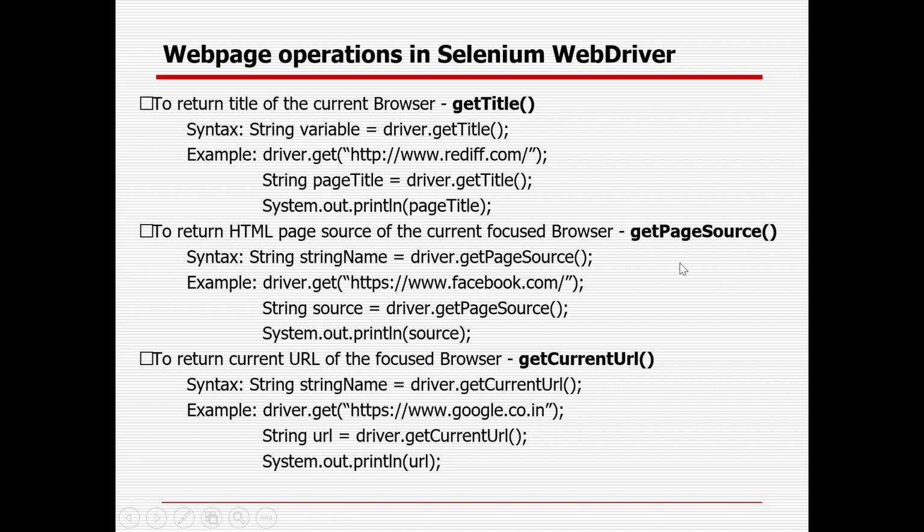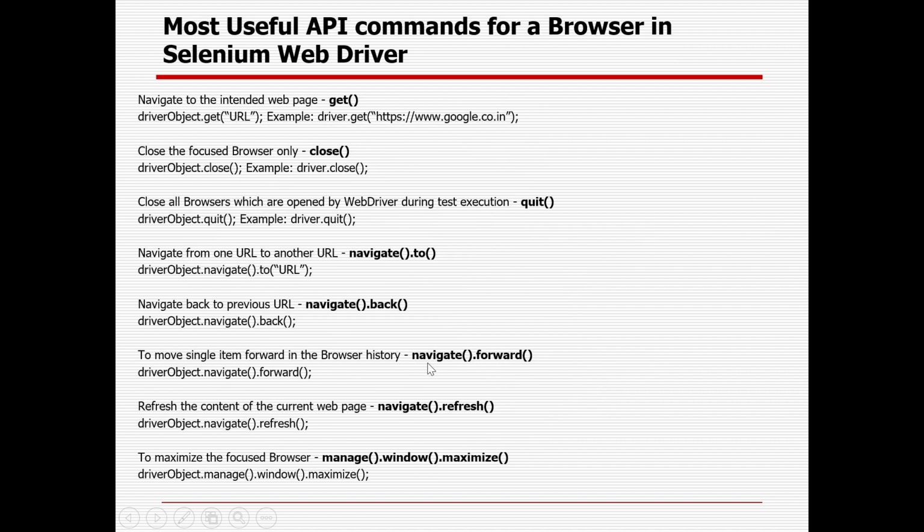If you want to get the page source, it will return the HTML page source of the current focus browser. Get current URL will return the current URL of the focus browser. Then there are a lot of browser commands available in Selenium WebDriver. If you want to navigate from one page to another, you need to use get or navigate to. If you want to close only the focus browser, use close. If you want to close all the browsers, you can use quit.